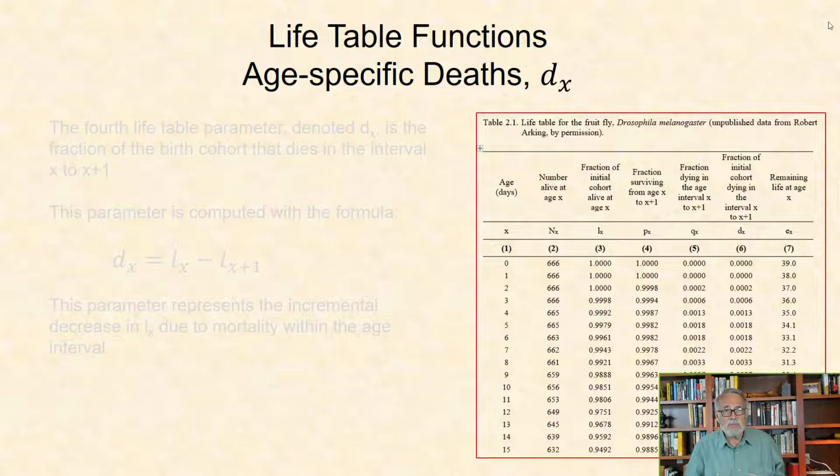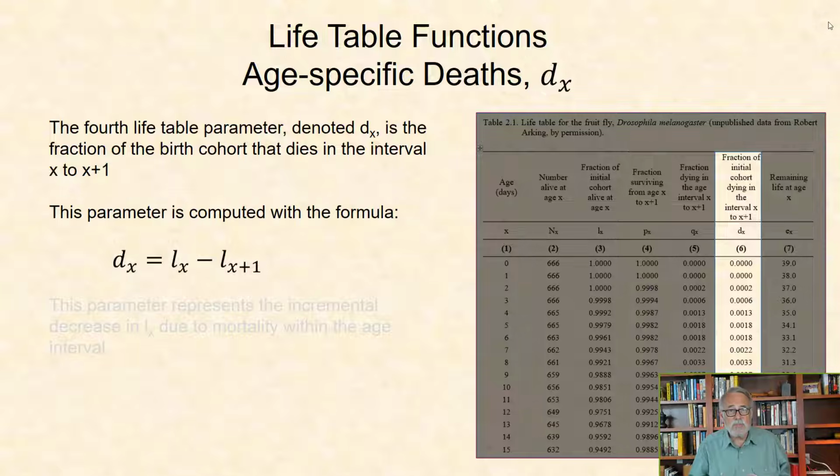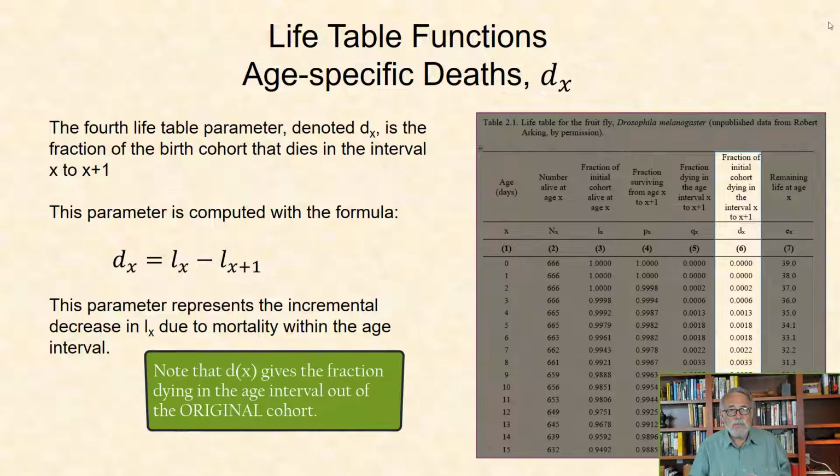The fourth life table parameter, denoted dx, is the fraction of the cohort that dies in the interval x to x plus 1. This parameter is computed with the formula dx equals the difference between lx and lx plus 1. This parameter represents the incremental decrease in lx due to mortality within the age interval.